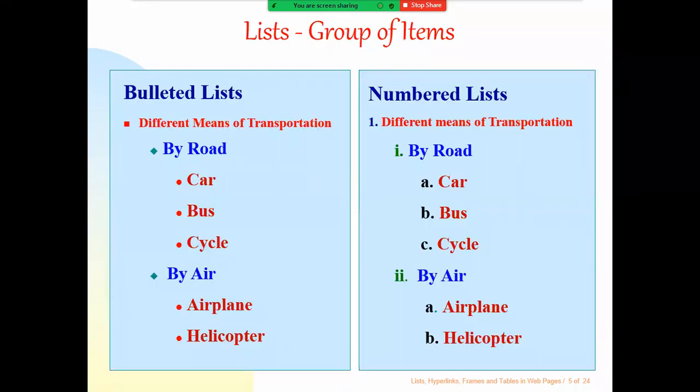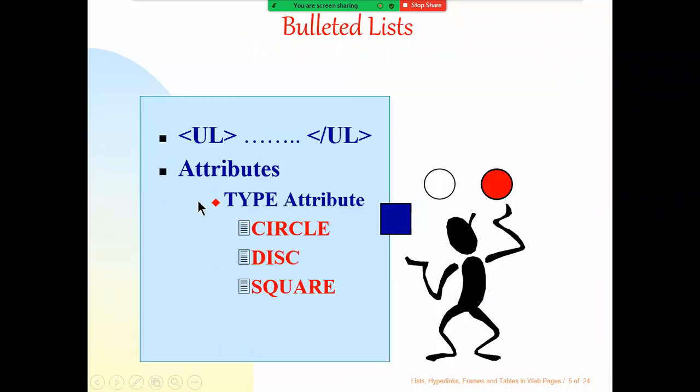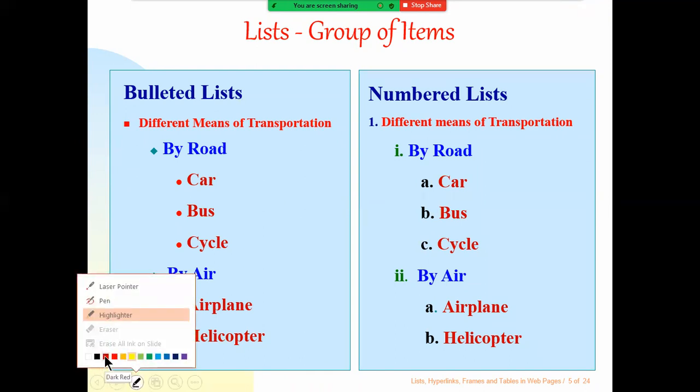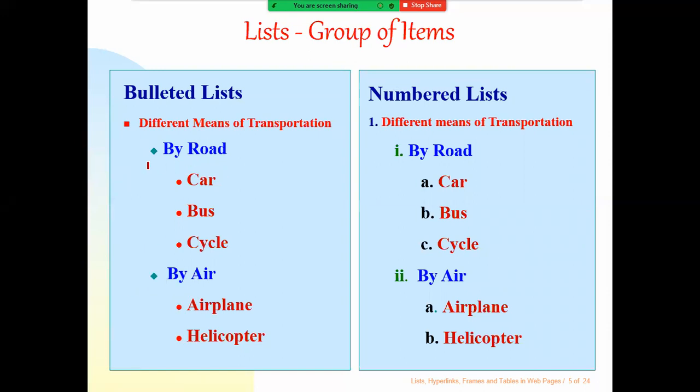Okay. We have something we call a bulleted list. So we have a list of things to be displayed. For example, let us say you want to display the different modes of transportation. What are the different modes of transportation I want to have? Let's say, for example, by road, by air, like this I want to display.